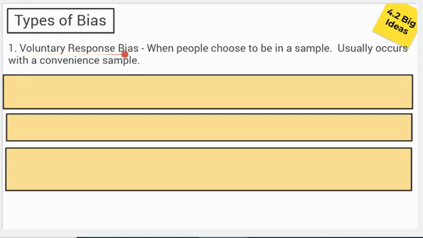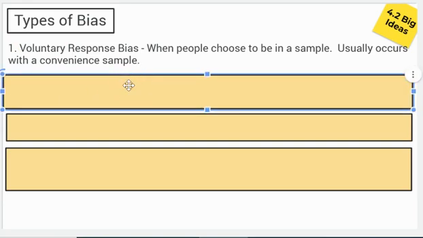Voluntary response bias is just like it sounds, but it's when people choose to be in the sample. This usually occurs with a convenience sample. So some examples of this might be an online survey. A company just puts a survey online or maybe puts a Twitter poll up, and people are choosing to participate in this survey. That would be voluntary response bias.